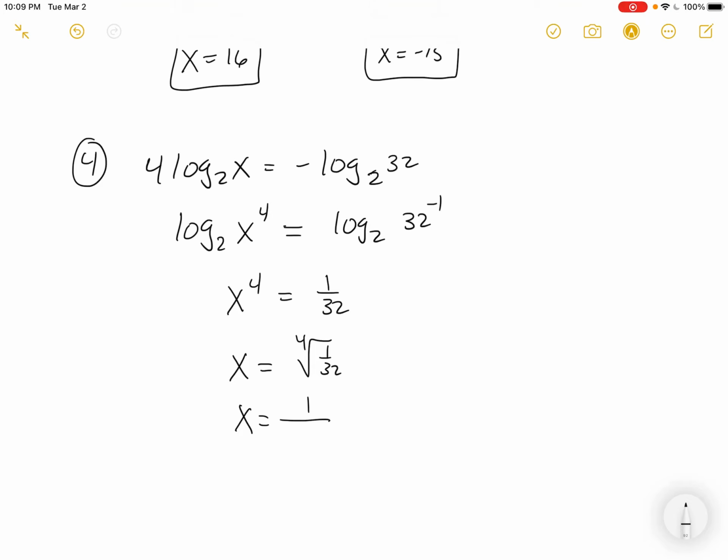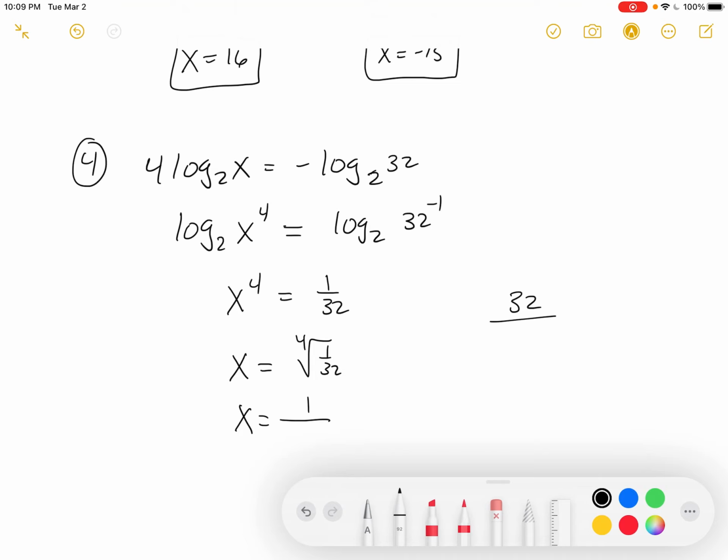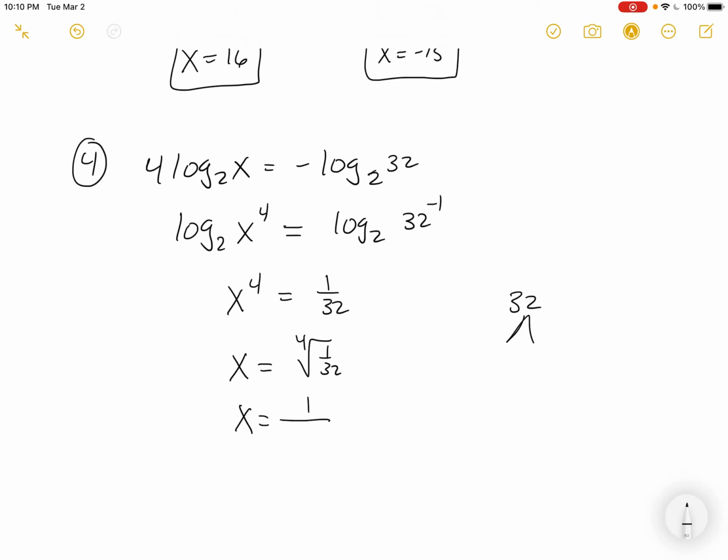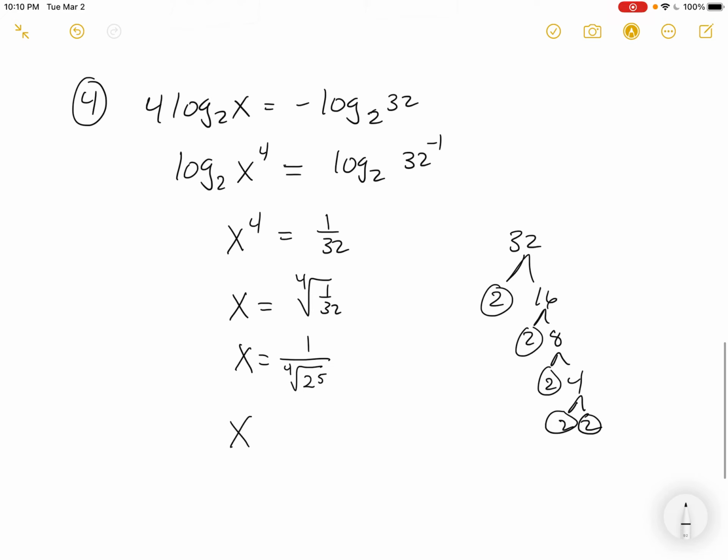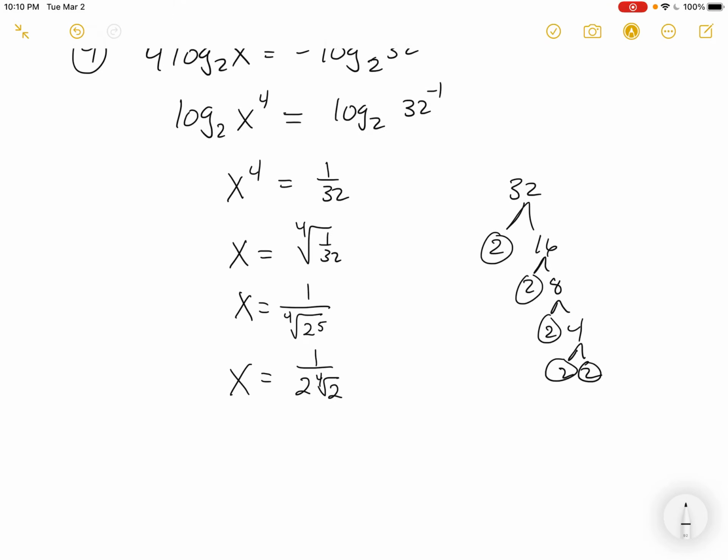Let's think about that. 32, didn't mean to put a line underneath it. Let me back that out of there. 32 is 2 times 16, which is 2 times 8, which is 2 times 4, which is 2 times 2. Well, that's 5 2's. So this is the fourth root of 2 to the fifth. Awesome. What's the fourth root of 2 to the fifth? Well, I can pull a 2 out, and I'd be left with the fourth root of 2. Okay, interesting. So that's what we have.